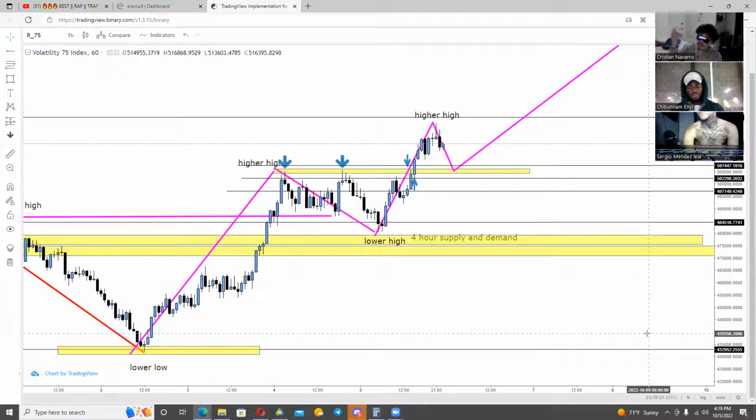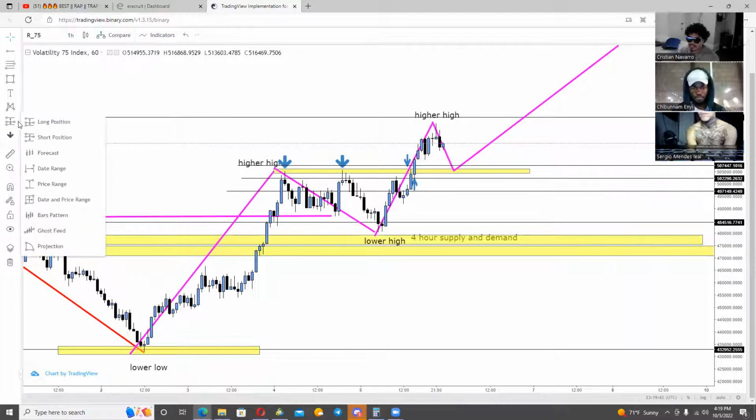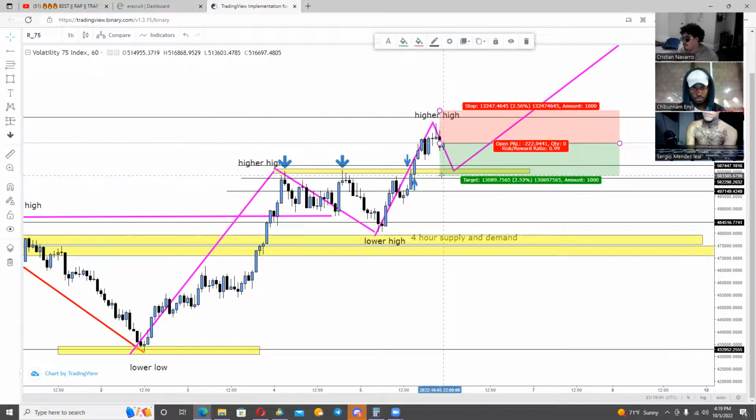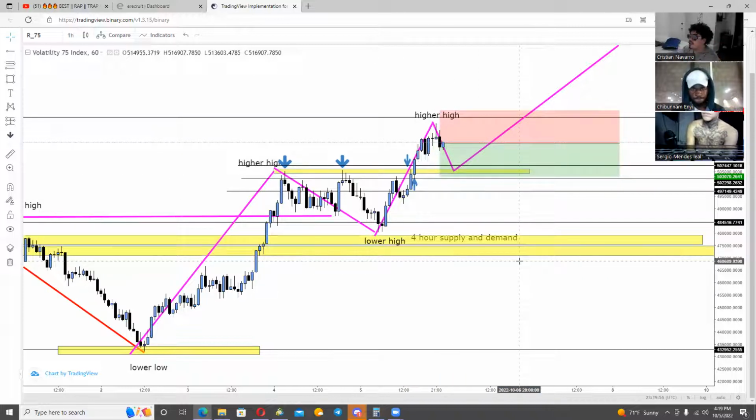I'm looking for a pullback to a point of interest before I start buying. But right now, if I really wanted to, I could start selling, and my stop loss would just be above that higher high. My first take profit will be just a 1-to-1. Even if I hop on a sell and this sell plays out and it does not take me off the market, look at it. It's a 1-to-1, and look where the first target happens to be.